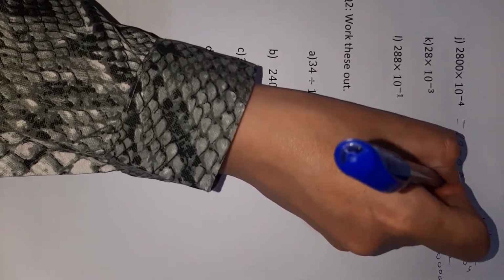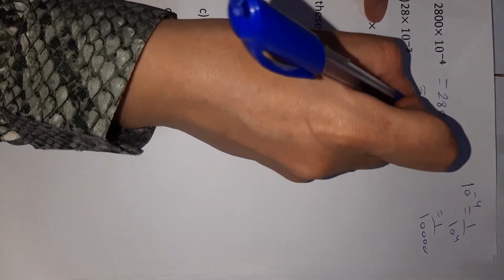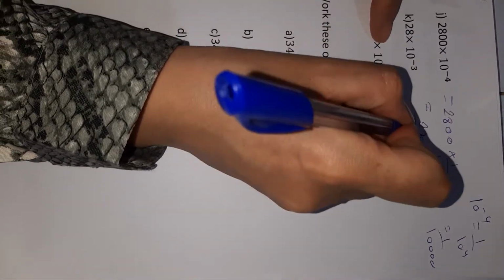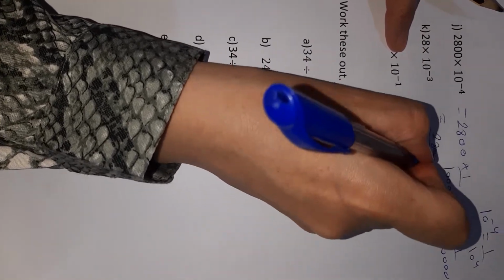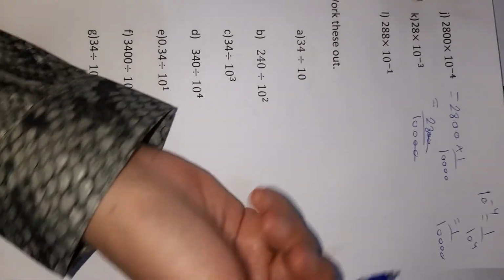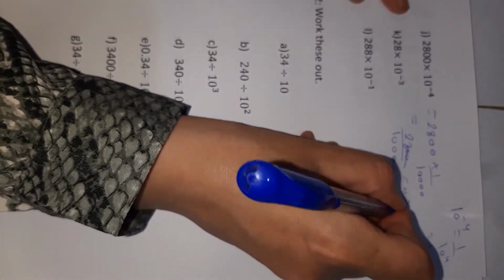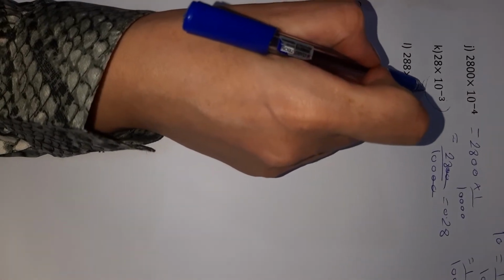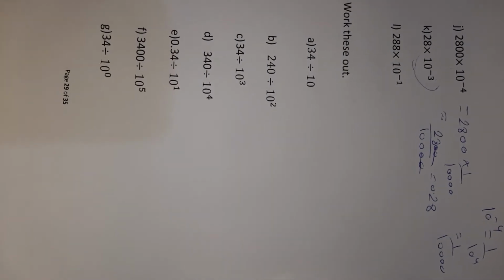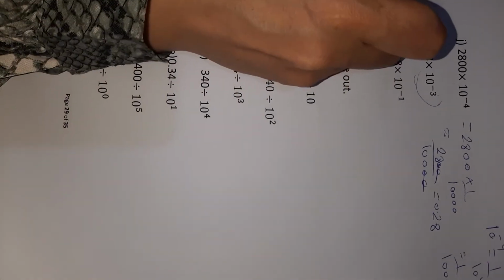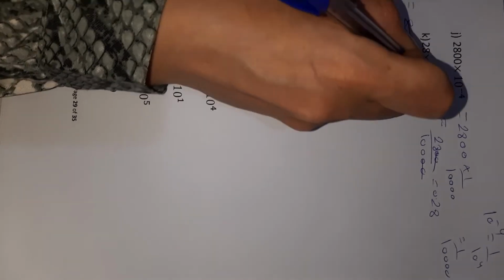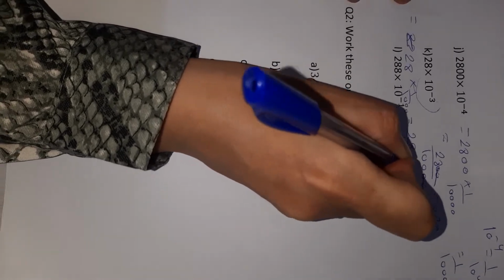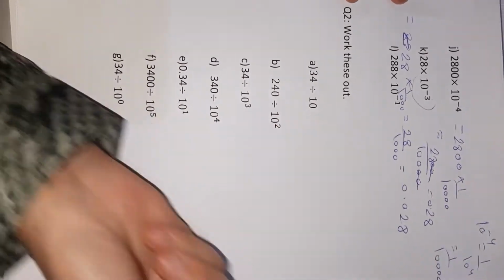Now here 2,800 times 1 out of 10,000, it means 2,800 divided by 10,000. These 2 zeros cancel with these 2 zeros. 28 out of 100 means 0.28. This one replace here 10 to the power of negative 3, 1 out of 1,000, equals 28 times 1 out of 1,000, it means 28 out of 1,000, it means 0.028.